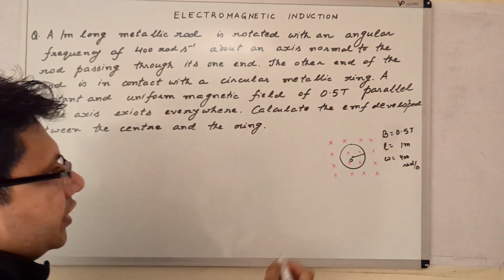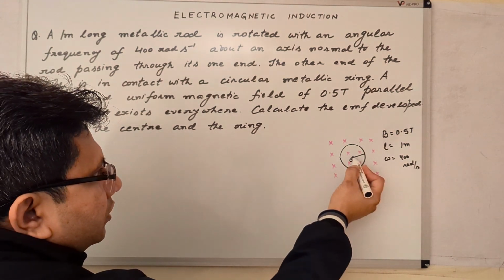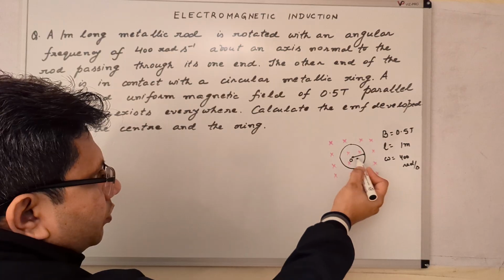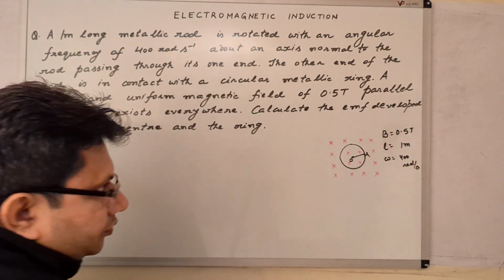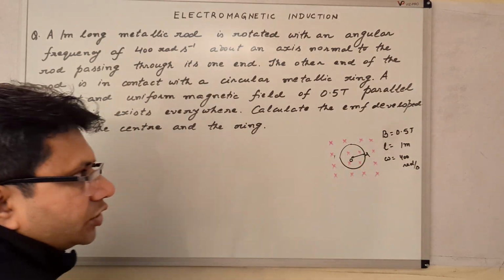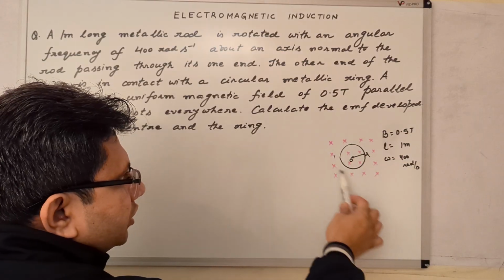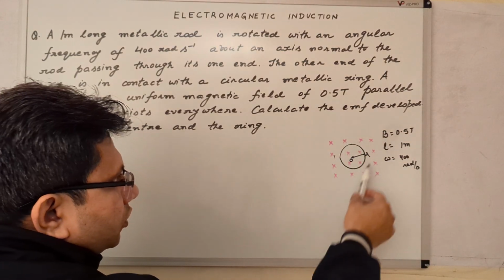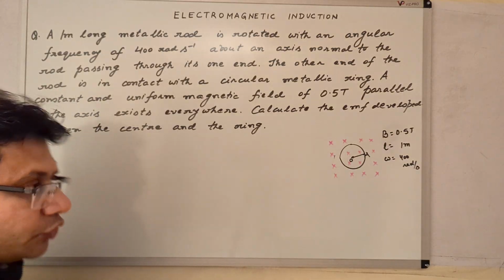So in this particular case, there is an EMF developed between this particular point and this particular point. For example, let us call the center point O and this point A, which is in touch with this ring. So there is a generation of EMF. The reason is the redistribution of electrons from this rod to the ring.